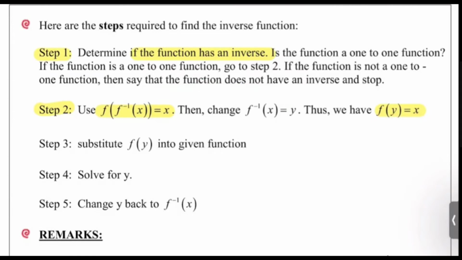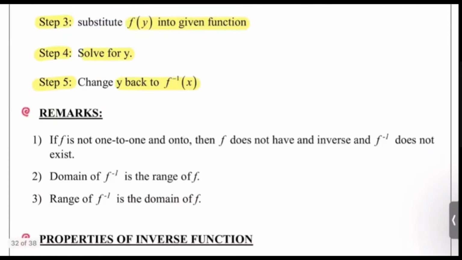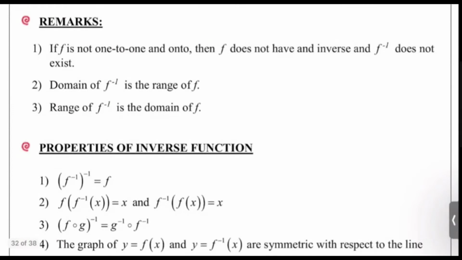Kemudian step ketiga, kita akan substitutekan f of y into given function. Maksudnya kita cari f of y. Kemudian kita solvekan y, jadikan y sebagai subject. That is step 4. And then step 5, kita change y back to f inverse. Sebab tadi kita dah cakap f inverse sama dengan y. So dekat step 4 kita dah solve y jadikan subject, lepas tu substitute balik semula, y tu sebenarnya adalah f inverse of x. So itu adalah teknik macam mana kita nak cari inverse function.